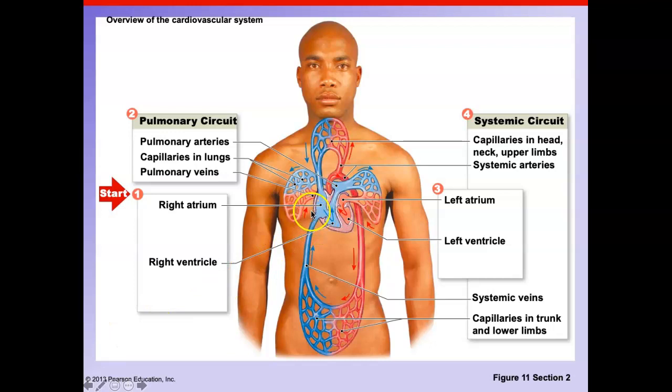So here's the heart, and the pulmonary circuit is going to start here in the right atrium and take the blood to the lungs to be oxygenated and then come back to the left side of the heart. That's the pulmonary circuit. And then the systemic circuit takes the oxygenated blood from the heart out the aorta to the whole body, the upper half of the body as well as the lower half of the body, and then brings the deoxygenated blood, shown here in blue, back to the right side of the heart.